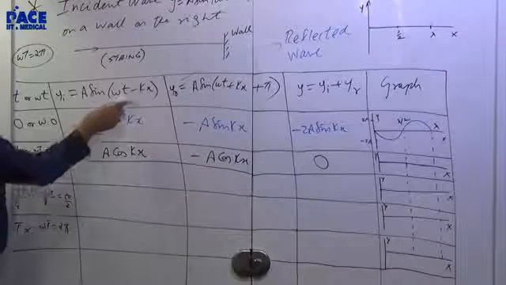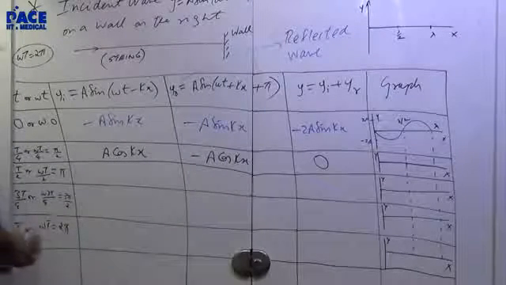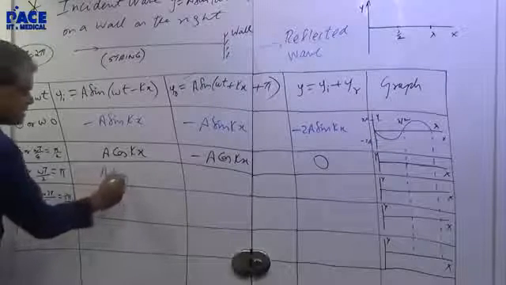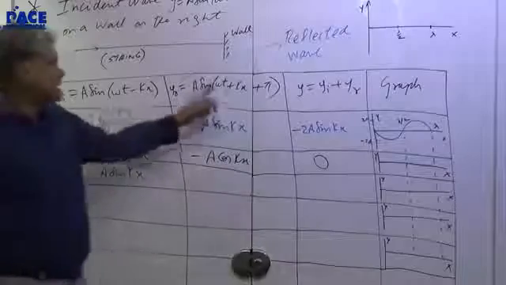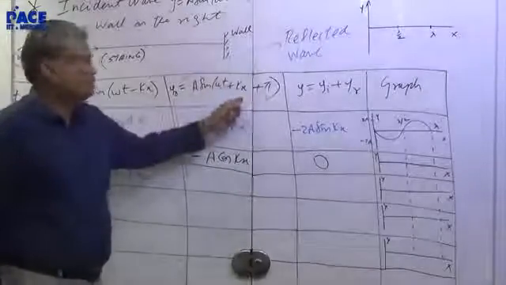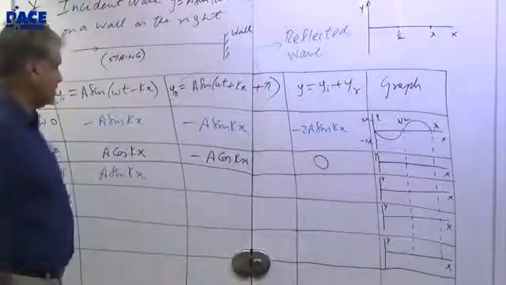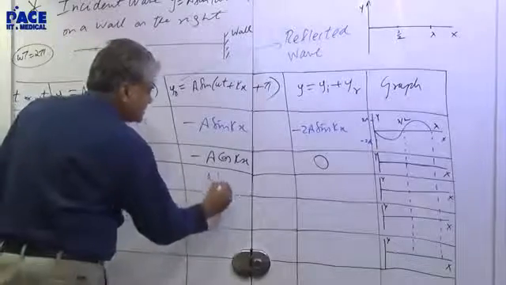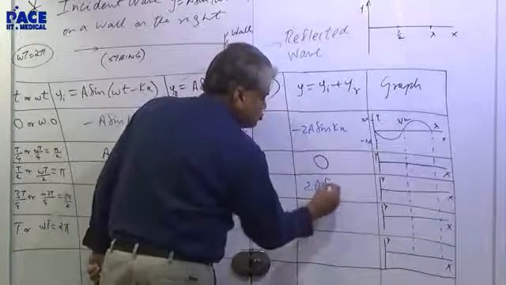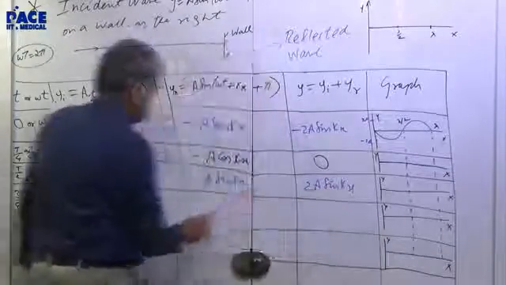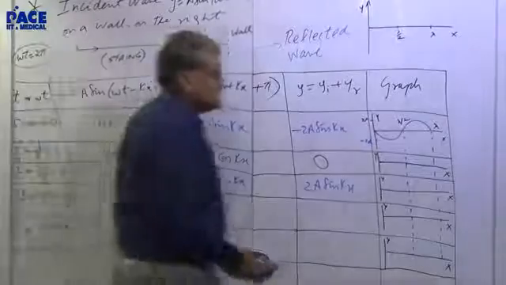A sin pi minus kx is A sin kx. Sin 180 minus theta is sin theta. A sin pi plus pi, 2 pi plus kx. Sin 2 pi plus theta is sin theta. Is again A sin kx. And what is the result of these? 2A sin kx. Add up these two. 2A sin kx we will draw like this.